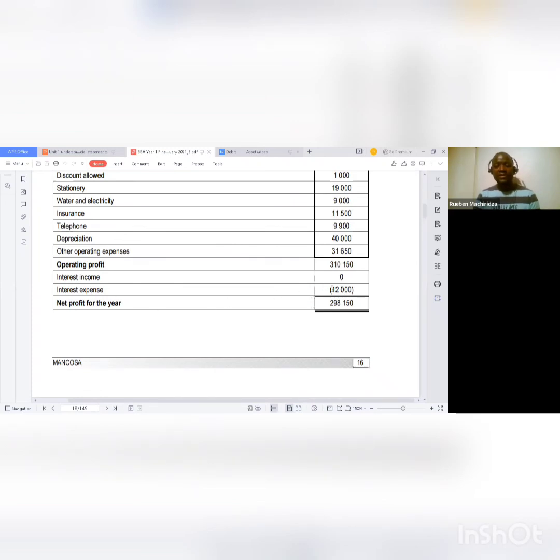So an expense is money that is going out and it's always put in brackets. So we come from our operating profit. If we had interest income, we put it not in brackets. And then now we have an interest expense, we put in brackets. So it's 310 plus 0 minus 12,000. We'll find that we have what?